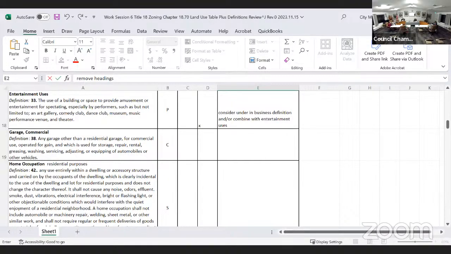Next one, garage, commercial: any garage other than a residential garage for commercial use operated for gain, which is used for storage, repair, rental, greasing, washing, servicing, adjusting, or equipping of automobiles or other vehicles. Currently that's a conditional use, which would mean that if somebody wanted to operate a garage as a business, they would put in an application to the planning commission and notice would go out to all the neighboring properties for 300 feet. That application would include the justification for that use.